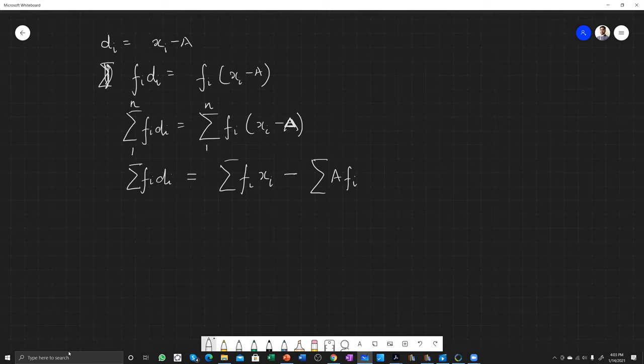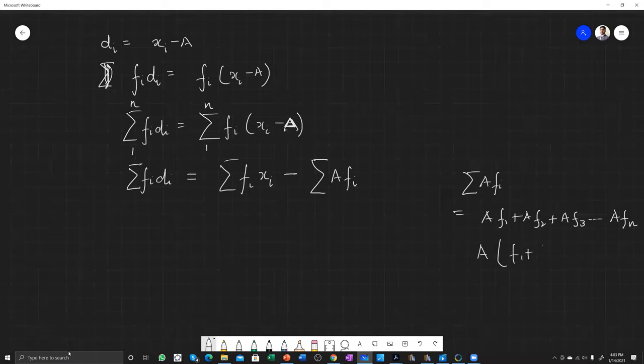And I'm just not writing the limits above. Okay. Now, a constant inside a summation, you can take the constant out. What do I mean? If this is summation a f_i, what does this mean? This means nothing but a f1 plus a f2 plus a f3 and so on and so forth, a fn. So a can be taken out and it is f1 plus f2 plus so on and so forth, fn. So it is simply a times summation f_i, isn't it? So a can be brought out, okay?